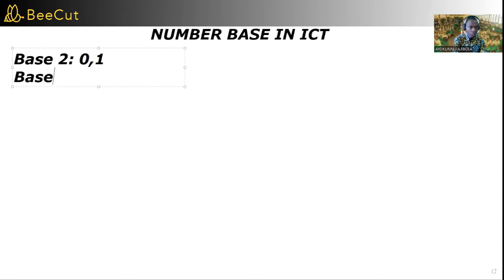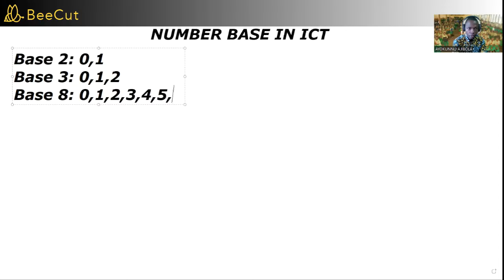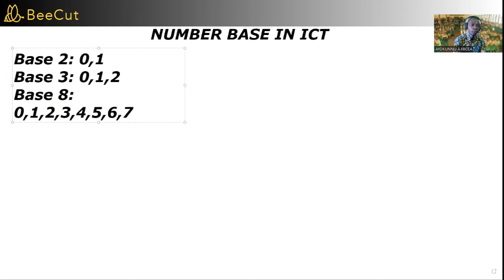So if I have base 3, it's going to be 0, 1, and 2. So there are 3 digits there, but 3 does not exist. The same thing if I go to base 8, that will be from 0 to 7. Base 8, I have 0 to 7: 1, 2, 3, 4, 5, 6, and 7.